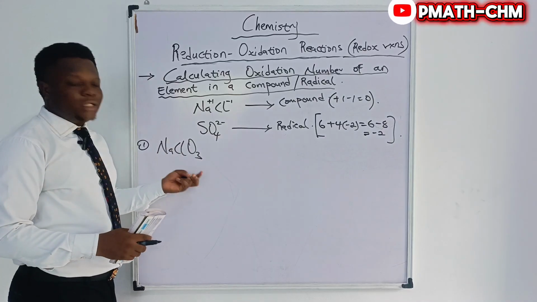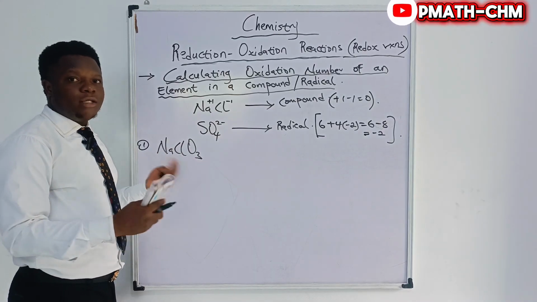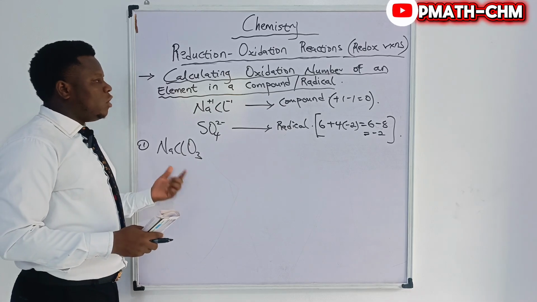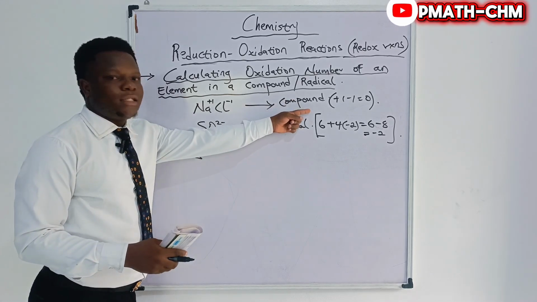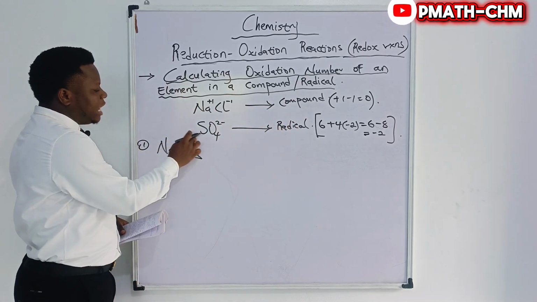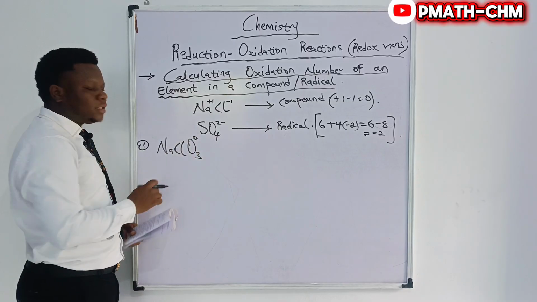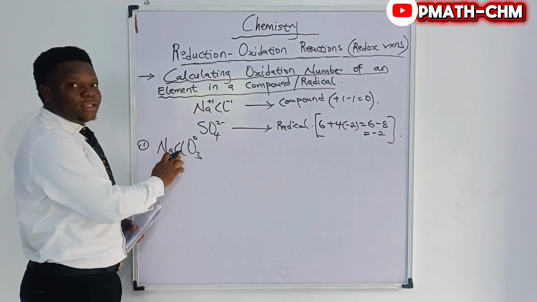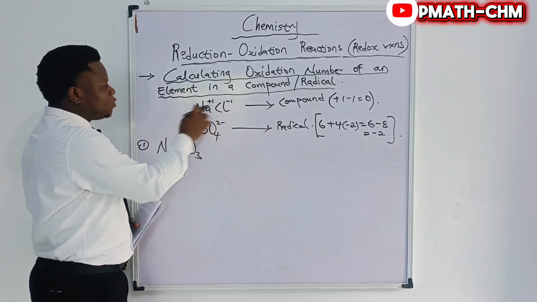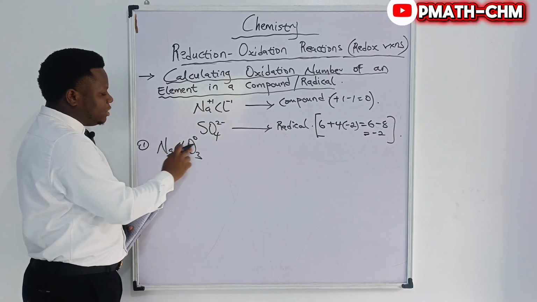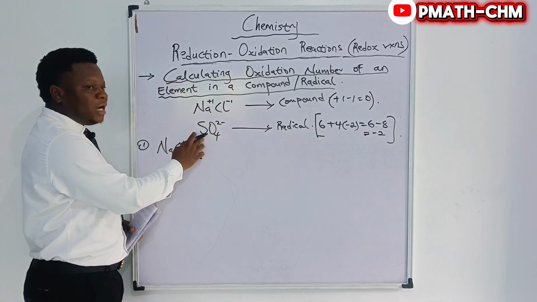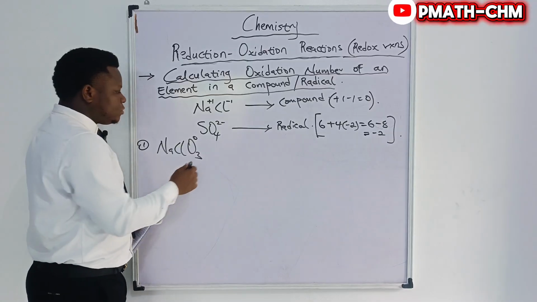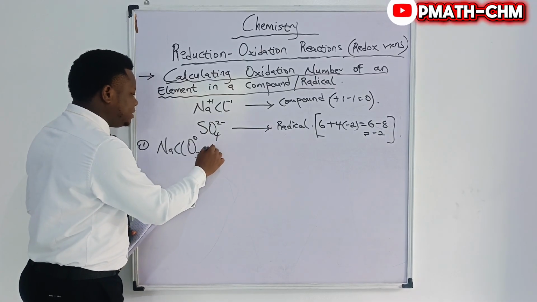We're trying to get the oxidation state of chlorine. First thing you should ask yourself is: is this a compound or is this a radical? Of course, we should know it's a compound. Why is it a compound? Because there is no charge written on top, so the charge here is 0. So how do we now get the oxidation state of the chlorine? Remember what we said? The addition of all the oxidation states of the elements that make up a compound should give you 0.